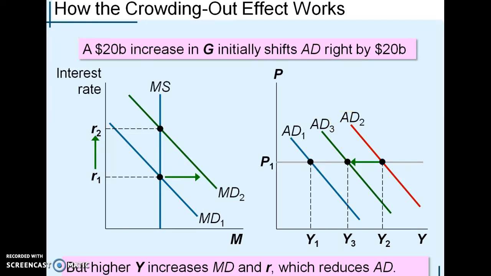So you can see this effect, and this is something that should be taken into consideration when governments try to stimulate aggregate demand, that you may have a crowding out effect because it may result in higher interest rates.